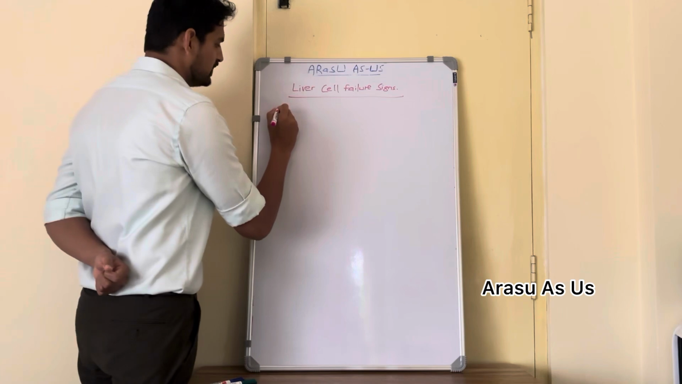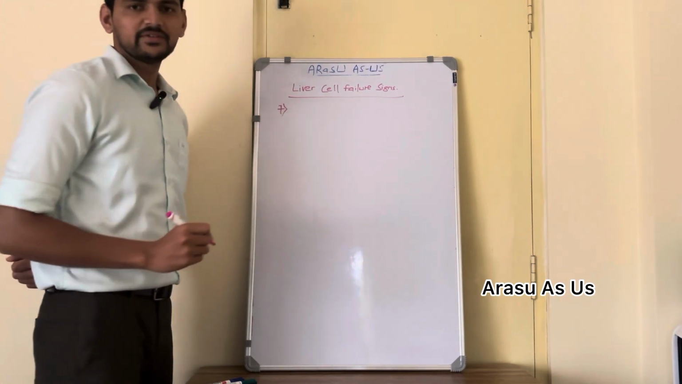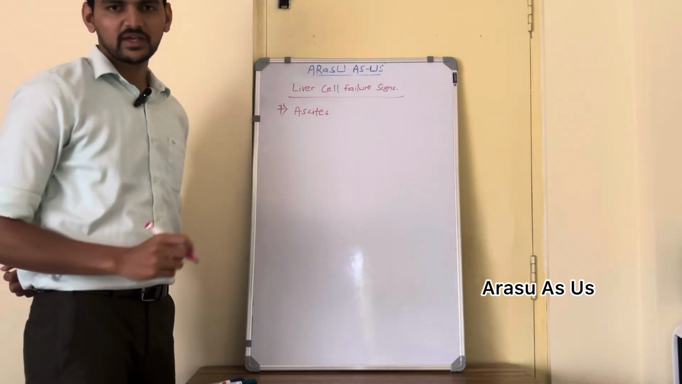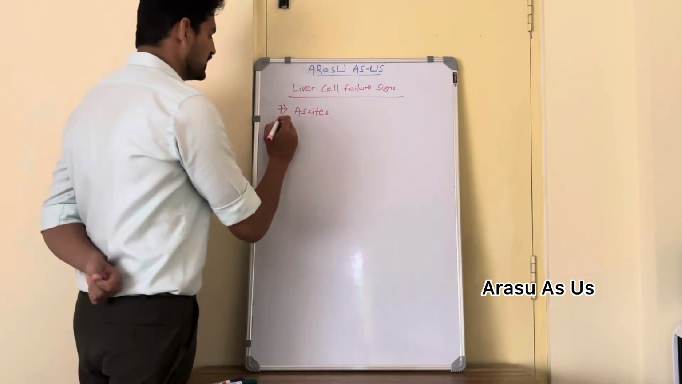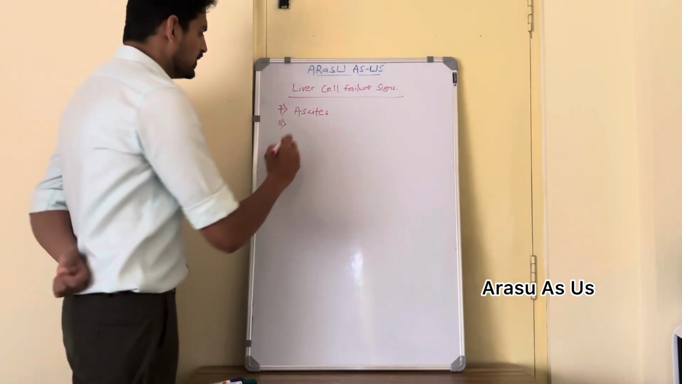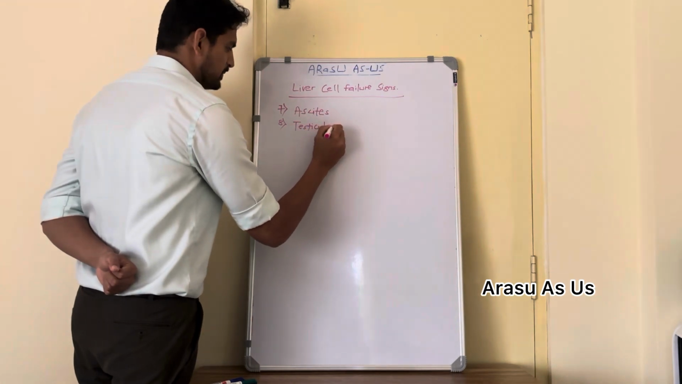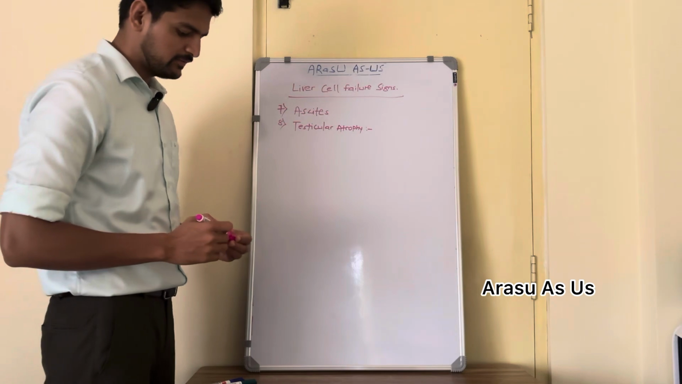Now the next sign, we finished till the level of chest. Then we can consider ascites as a sign of liver cell failure, which you already know, that is fluid accumulation in the peritoneal cavity. Then in the genitalia there will be testicular atrophy, which is again a sign of liver cell failure.